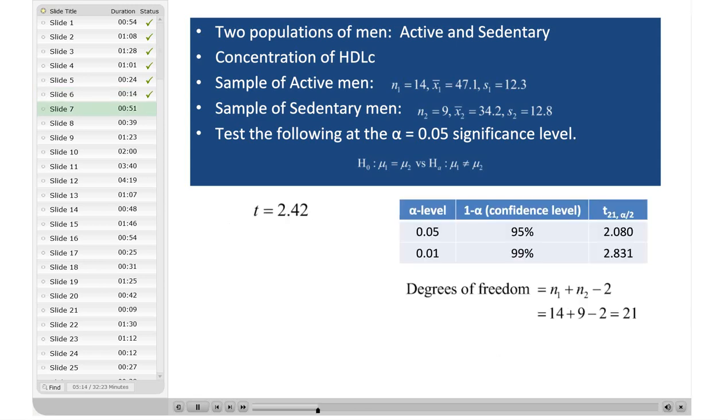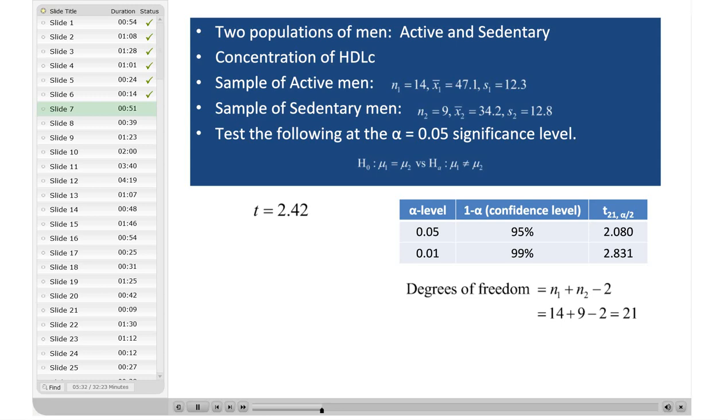So we're done with the first part of the hypothesis testing procedure, which is to calculate our test statistic t, and now we're ready to compare that to a cutoff value. So the question is, what kind of cutoff value are we going to use? Well, because our sample sizes are so small, we need to use a t-distribution cutoff value.